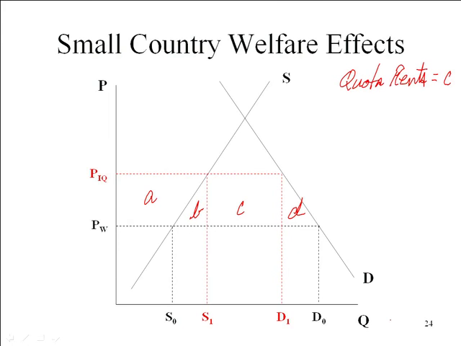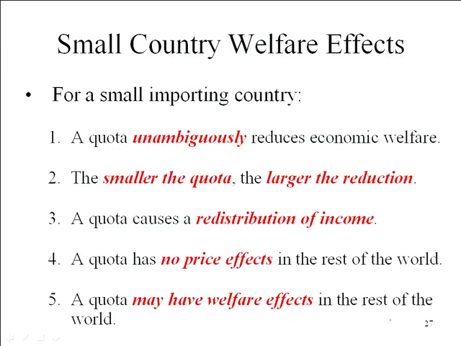Okay. So a couple of things we can say, for sure. Unambiguously reduces economic welfare in a small country. The smaller the quota, the larger the reduction in economic welfare. So when we mean the smaller the quota, the smaller the volume of imports that are allowed in. So remember, the import quota could be 0, in which case no imports would be allowed in. 0 quotas do exist on lots of things.